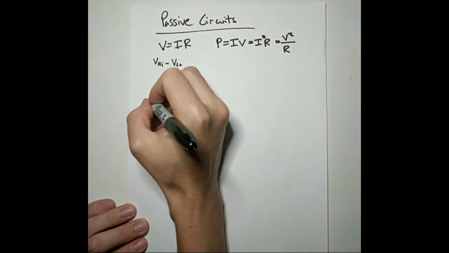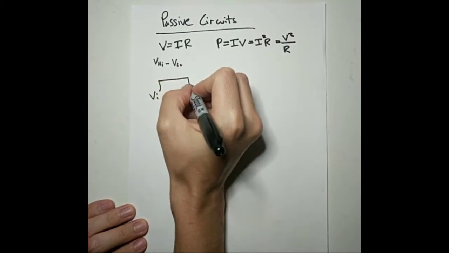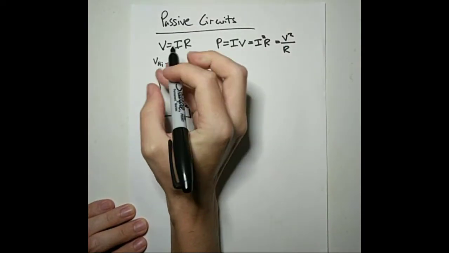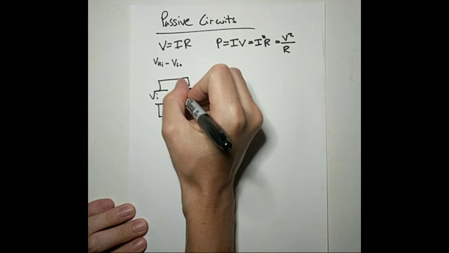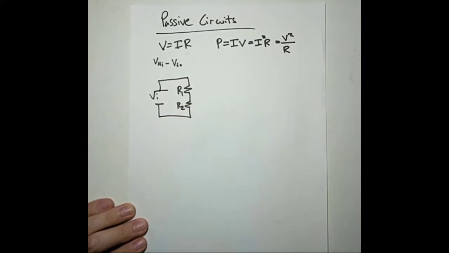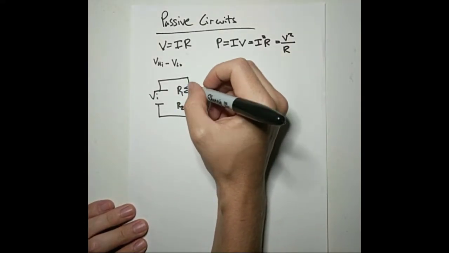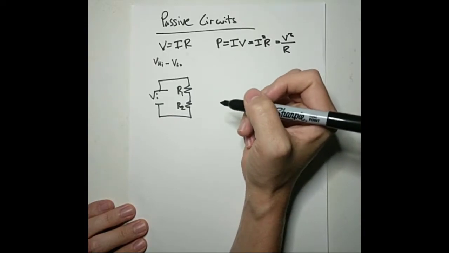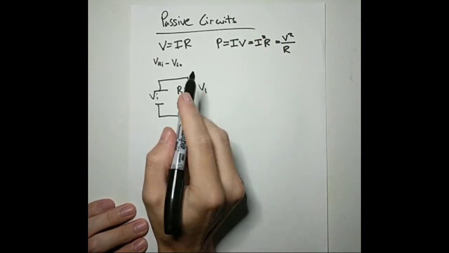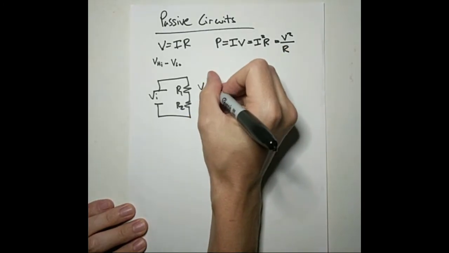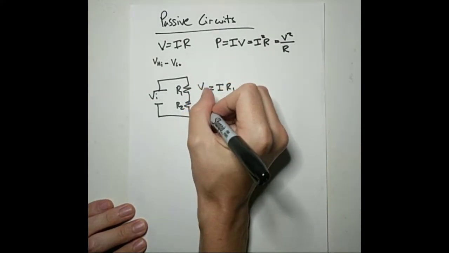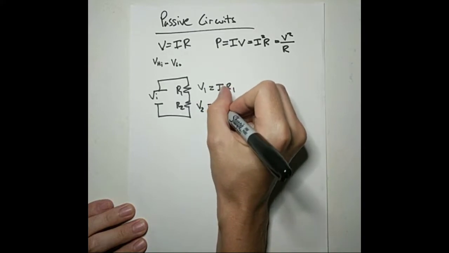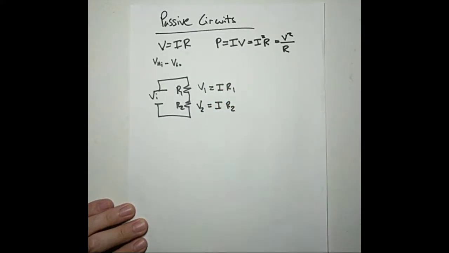So a voltage divider is one of the most basic circuits we can make, and it's useful for a lot of different things. So we have some input voltage, and we have two resistances that I'm going to call R1 and R2. Using Ohm's law, we can find the voltage drop across each of these resistances. I'll call the voltage drop across the first resistor V1, and that is equal to I R1. And the voltage drop across the second resistor I'll call V2, and that will be I R2.